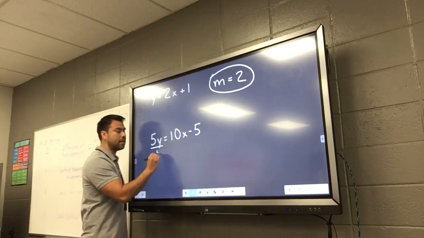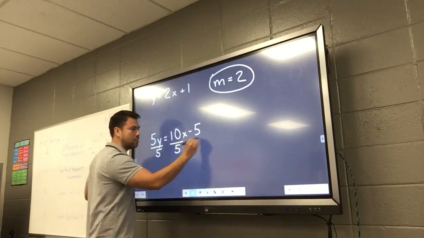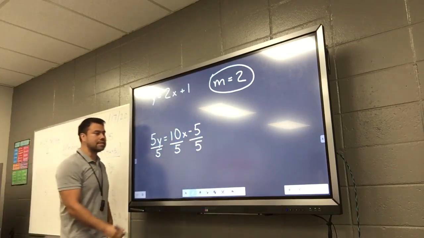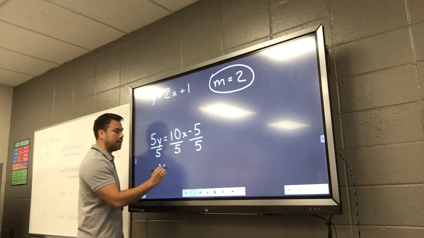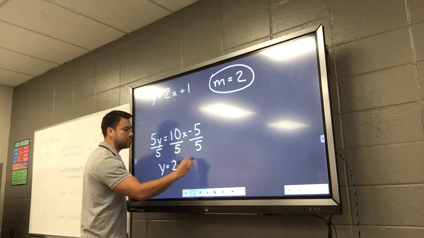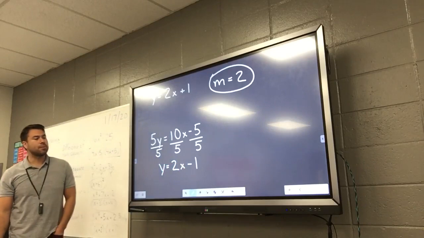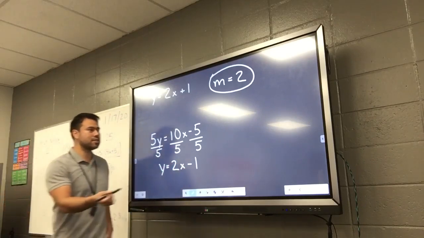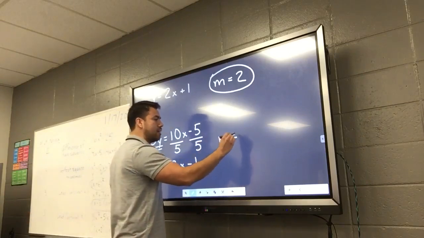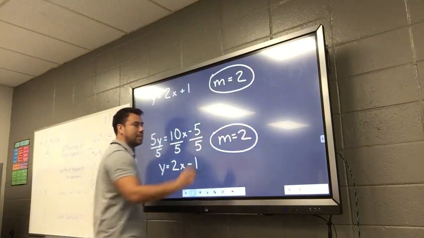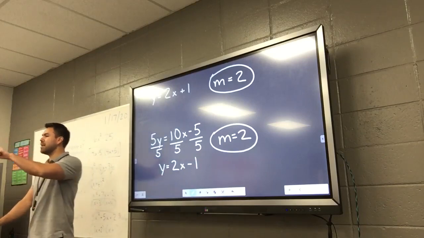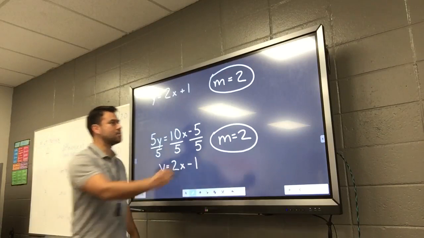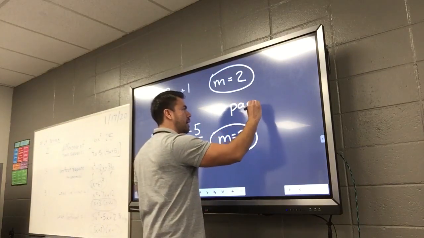Divide everything by 5. Everyone should be doing this because I'm trying to give you practice. Everything gets divided by 5. That ends up y equals 2x minus 1. Is that slope-intercept form? Yes. Do I have a slope now very clearly stated? m equals 2. These 2 slopes, are they the exact same, negative reciprocals, or neither one of those? They're the exact same, so you would say the answer, parallel.